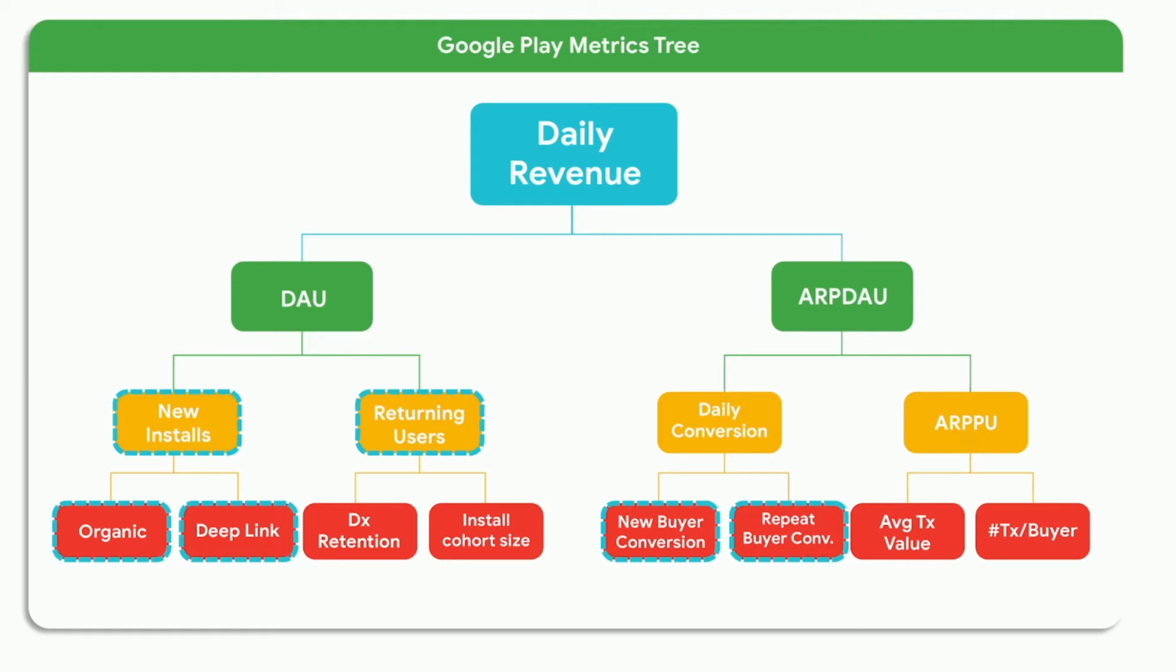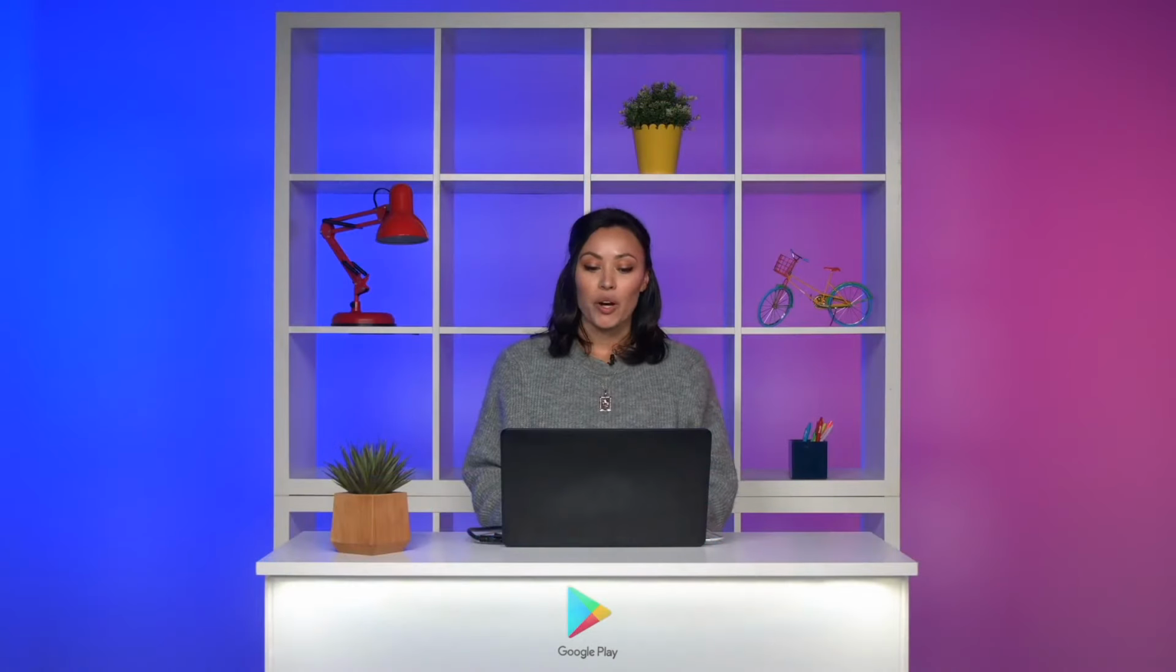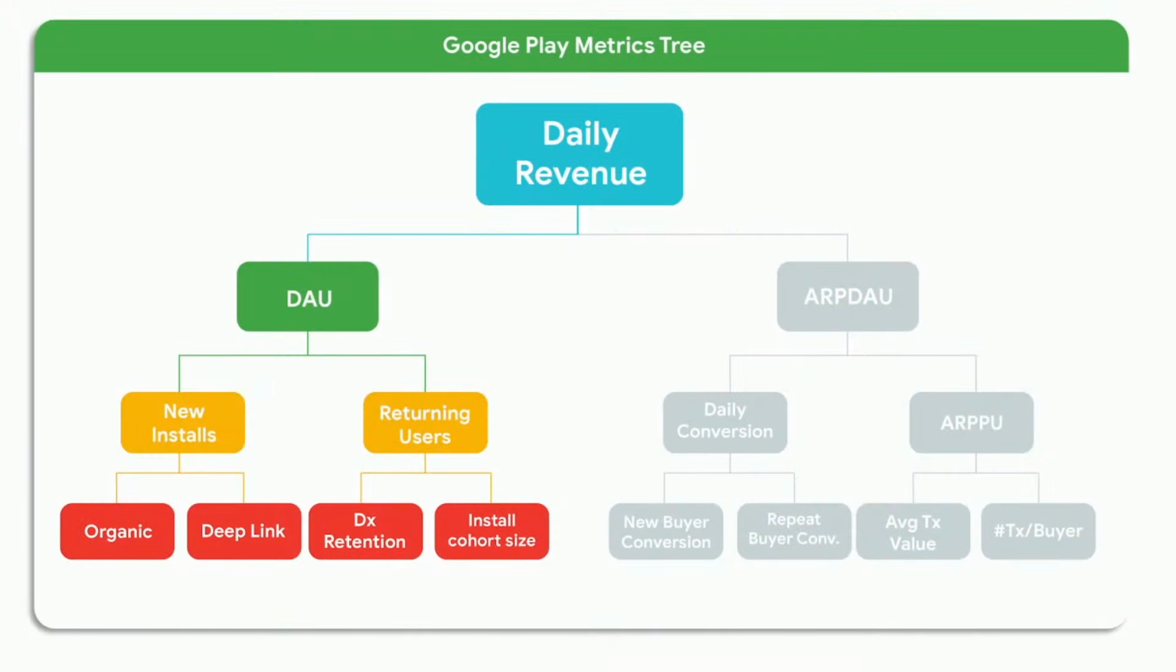The only time that this rule does not hold is when there's a dotted line around the metric. In that case, you would sum the values instead of multiply them. So for example, daily active users equates to the sum of our new installs and our returning users. But for today's webinar, we're going to focus on the left side of the tree around daily active users.